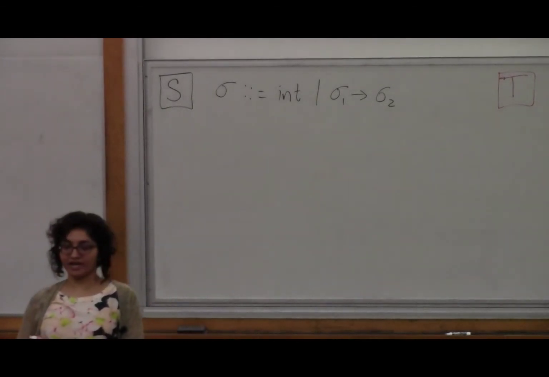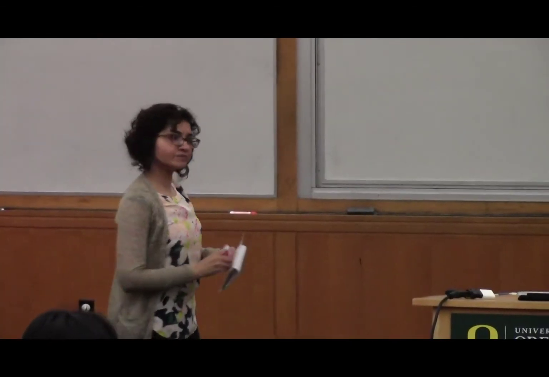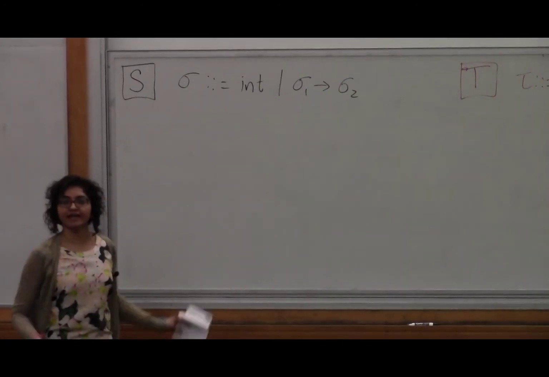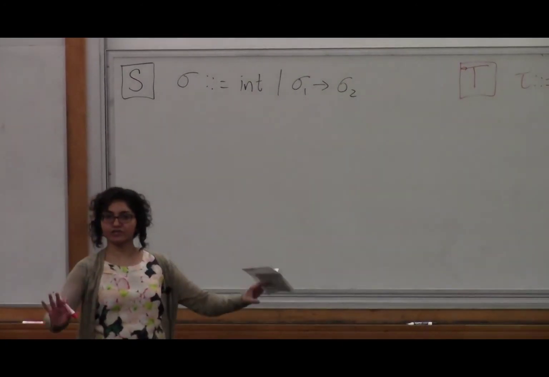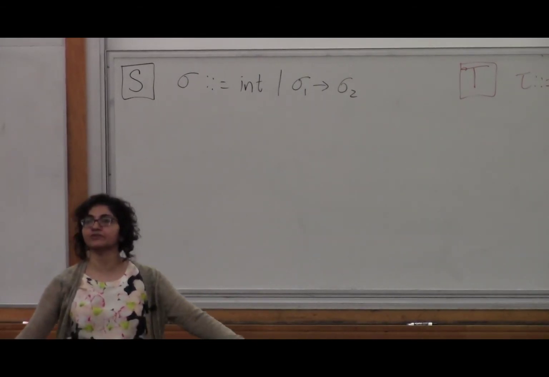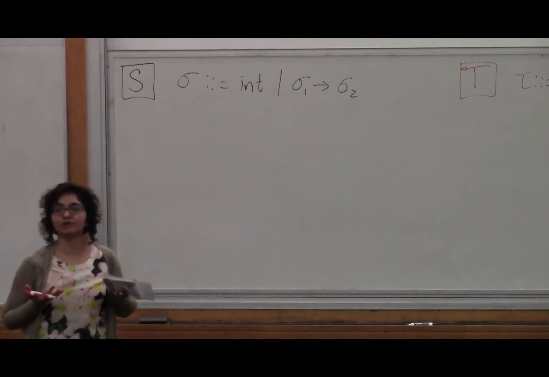Okay, so I have a source language, I have a target language. I have values and expressions in each language. And what I'm going to do is take both of these and combine them together, right? So our starting point is exactly the grammar, the typing rules, everything from the original languages. We're just going to pull them into our multi-language.